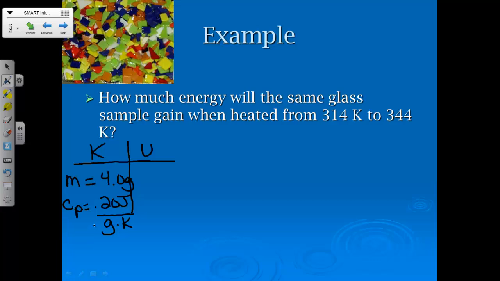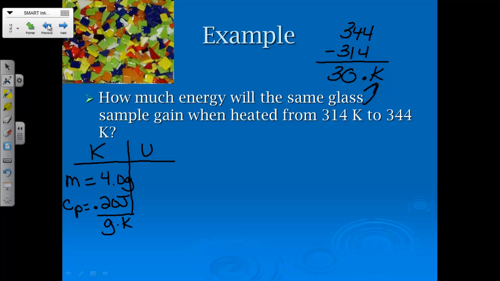That's the thing with some of these problems, is you have to think about it and be able to pull information you find in one step and use it in another step. Now I'm going to go ahead and do my delta T up here. So I'm going to take 344, which is my final temp, minus 314, which is my initial temp. That's going to get me a temperature change here of 30 Kelvin.